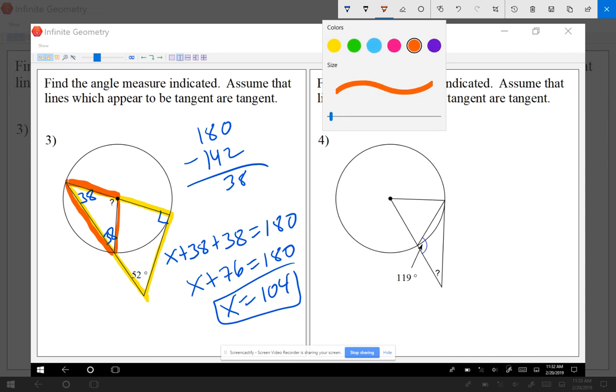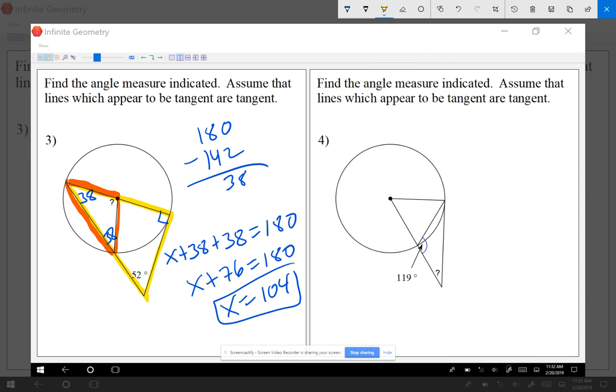Once again, once you're given a number, try to think of how you can use it. So for question number 4, I'm looking at the 119. I'm like, well, 180 minus 119, that's 61. So this corner here is 61, because those two combined make half of a circle, which is 180. Then I know this right here is also 61.